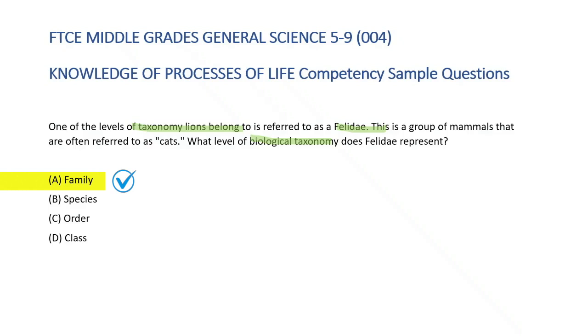Felidae represents the family level in biological taxonomy. This level groups together related genera. Therefore, A, family, is the correct answer.